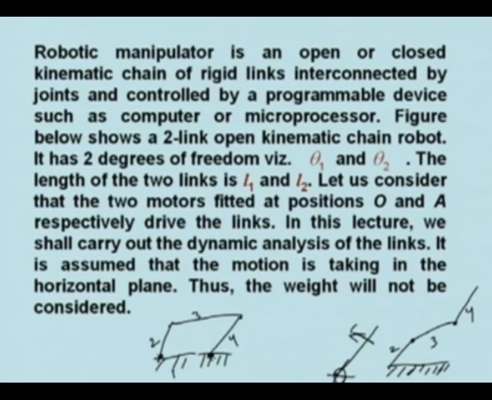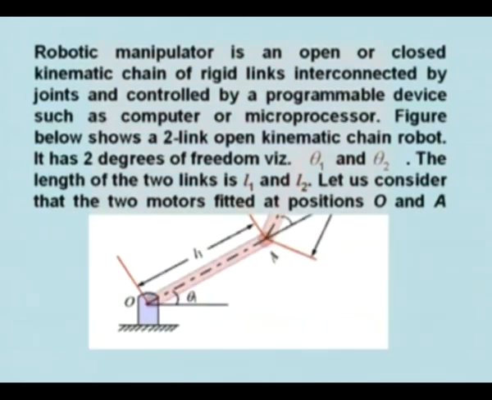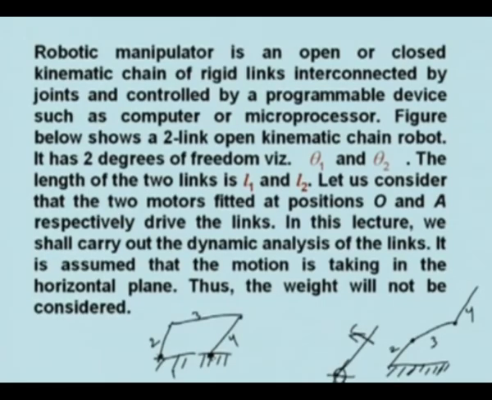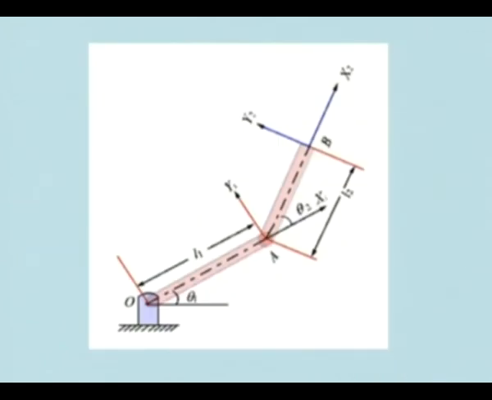The lengths of the 2 links are L1 and L2. Let us consider that the 2 motors fitted at positions O and A respectively drive the links. Now in this lecture we shall carry out the dynamic analysis of the links. It is assumed that the motion is taking place in the horizontal plane, so we will not have to consider weight. There is a motor fitted at O and there is a motor at A also, which is driving this.